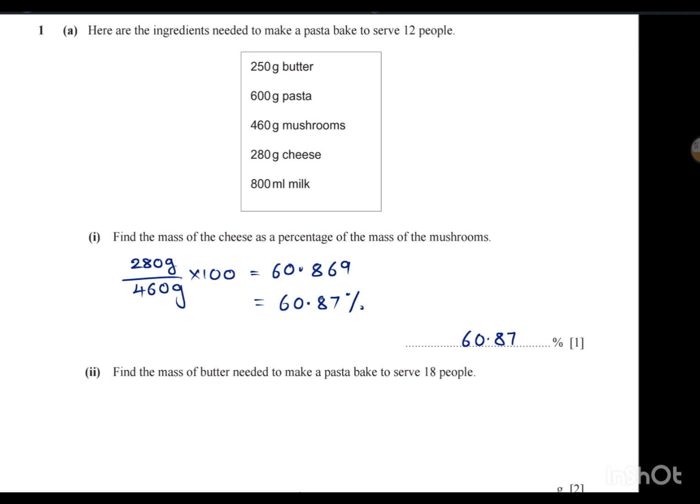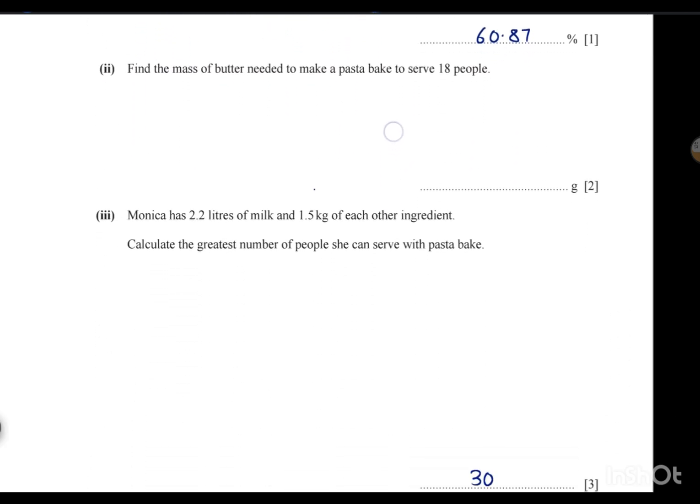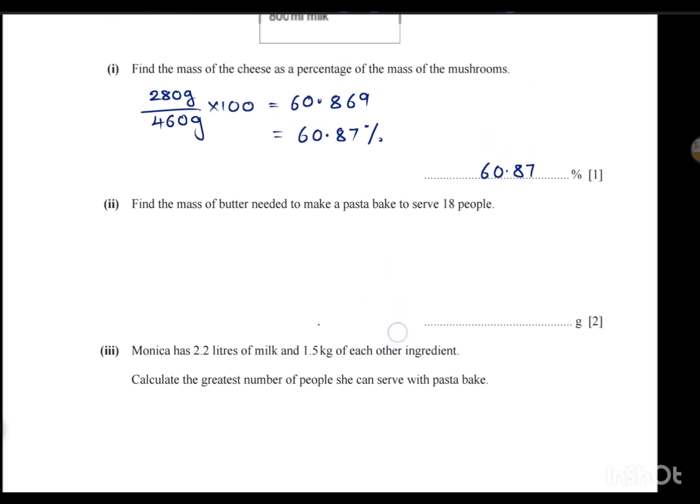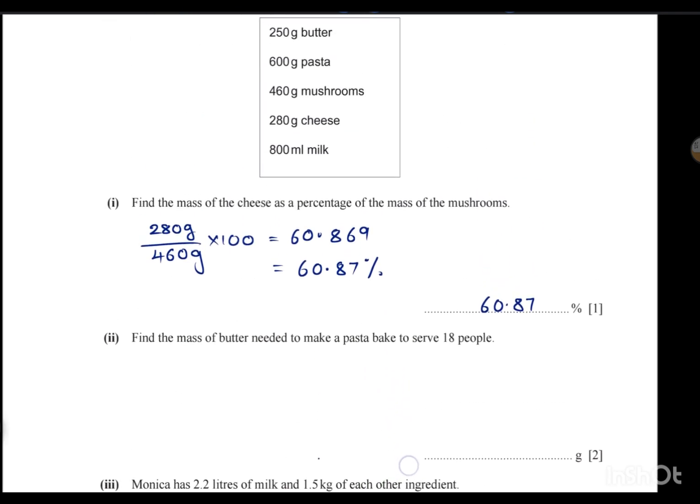Question number 2. Find the mass of butter needed to make a pasta bake to serve 18 people. Now here the ingredients given to us are for 12 people. Now we need to find for 18 people, and that is only for butter. They are asking how much butter is needed. Just write down 250 grams of butter is needed to serve 12 people. So now how much butter is needed to serve 18 people?